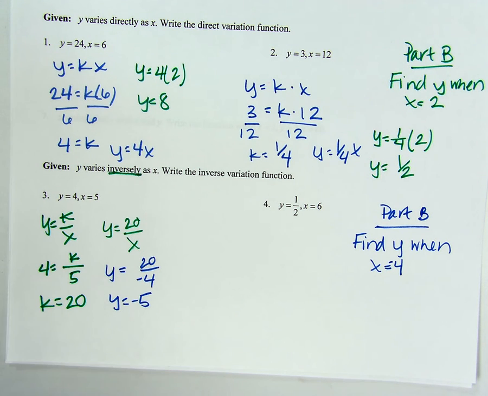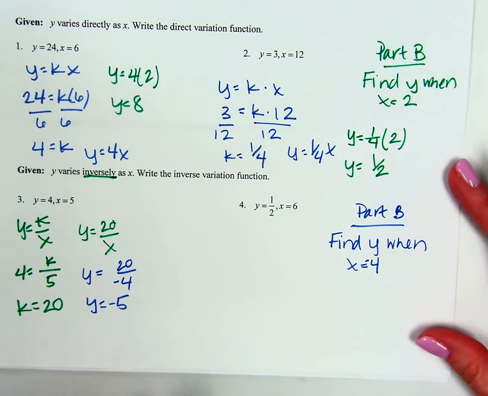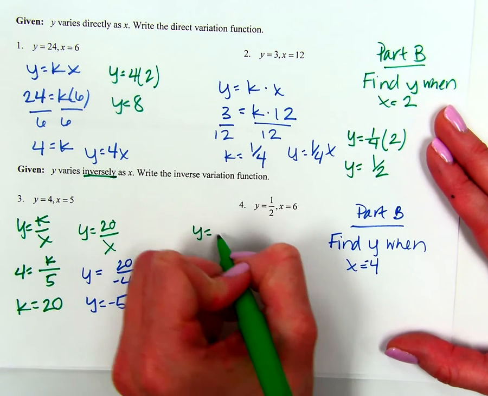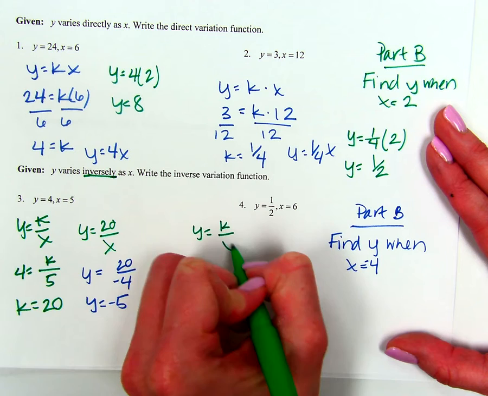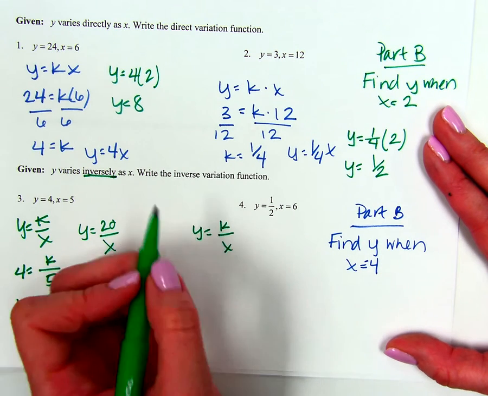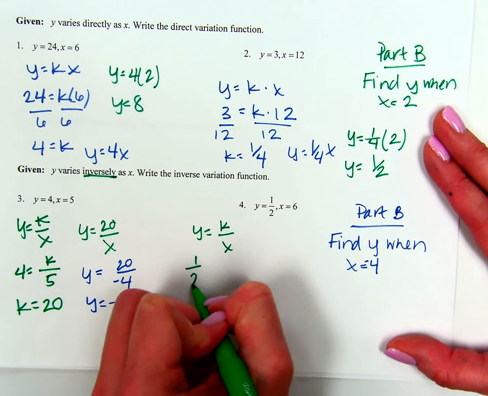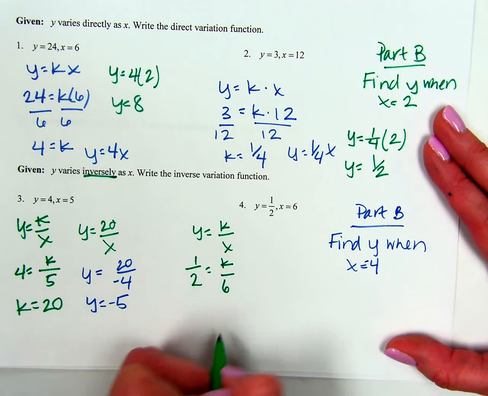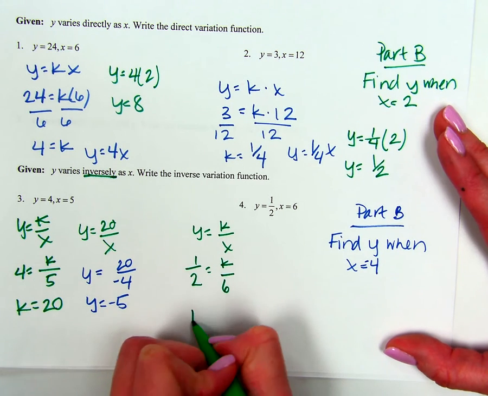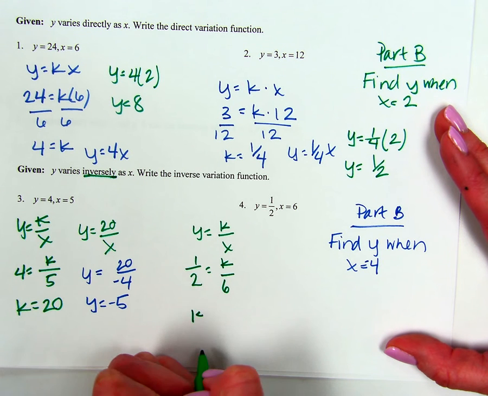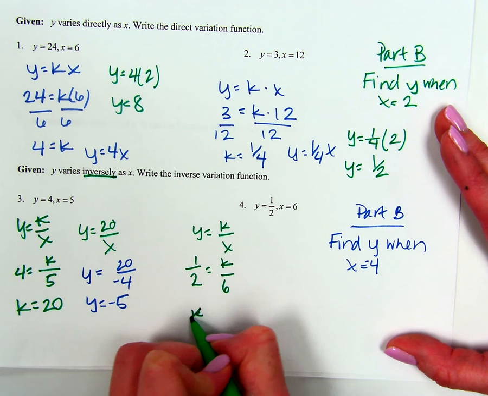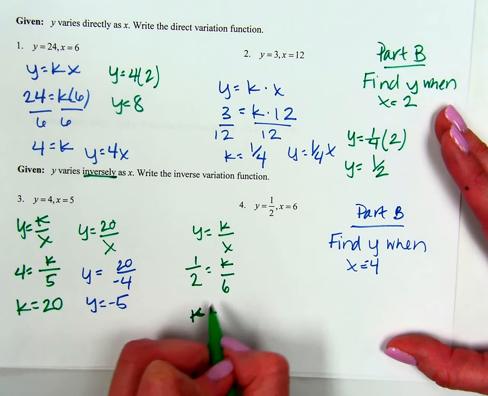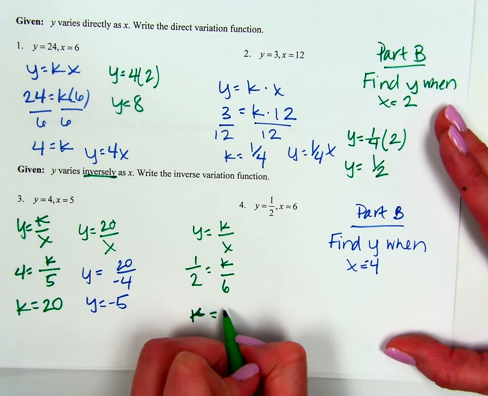And let's do the same thing for the second one. We have y varying inversely as x. So we will do y equals k over x. So we'll plug in our values there. So we have 1/2 equals k over 6. So we end up with k equals 6. So we're going to multiply that by 1/2, so k equals 3.